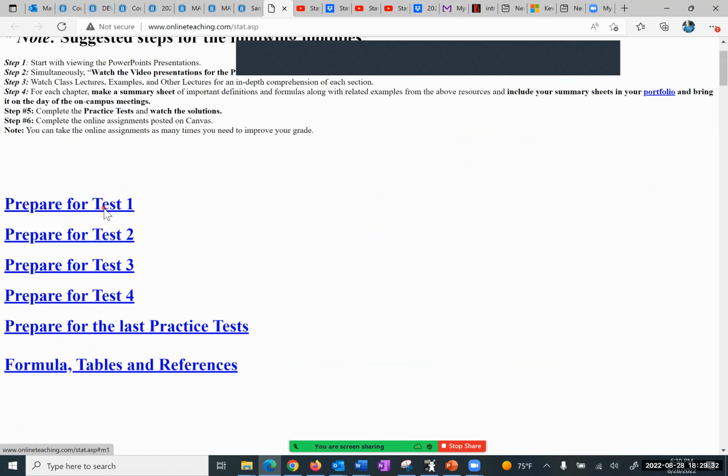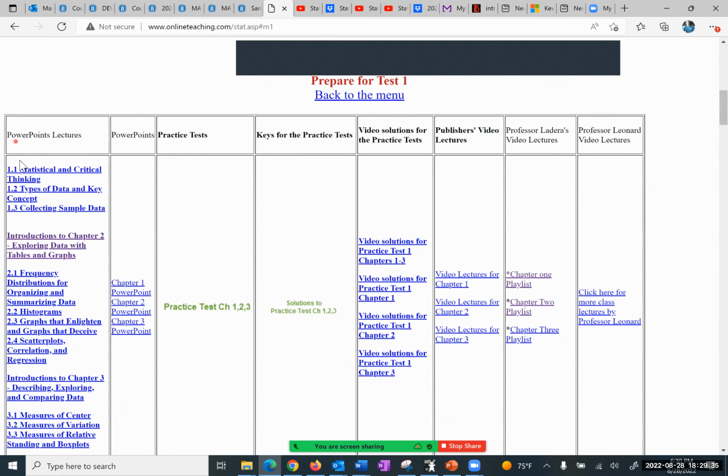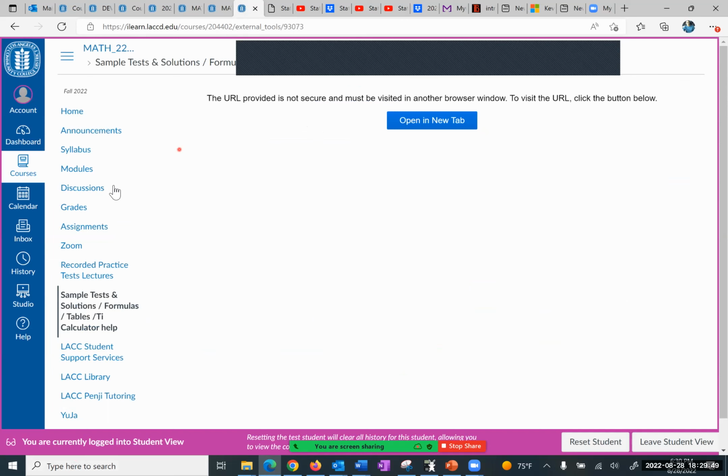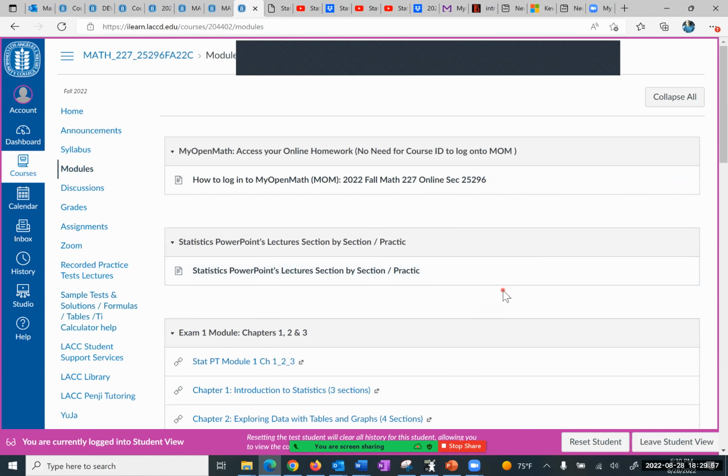Here, for example, prepare for test one, that means module 1. It gives you the PowerPoint lectures that I have. Okay, it has the practice test. It has the solution to practice test and the video lectures. The point being, everything that we found here under the modules, for some reason, because sometimes it happens, Canvas may not be available, you can use this website. And there are other resources, by the way. Do you need that? Absolutely not, unless something goes wrong, as I said, with the website.